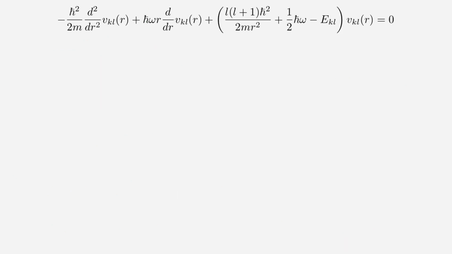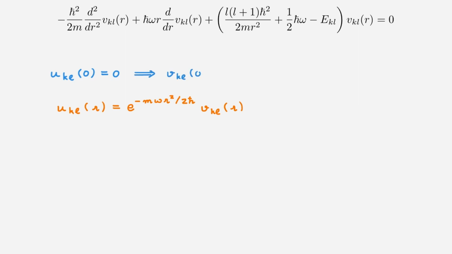So, this is the latest differential equation that we've derived, and solving it will give us the function v. But before we do that, remember that we had a boundary condition for the function u such that it vanishes at the origin. Remembering the relationship between the u and v functions, we can straight away conclude that we get an analogous boundary condition for v.